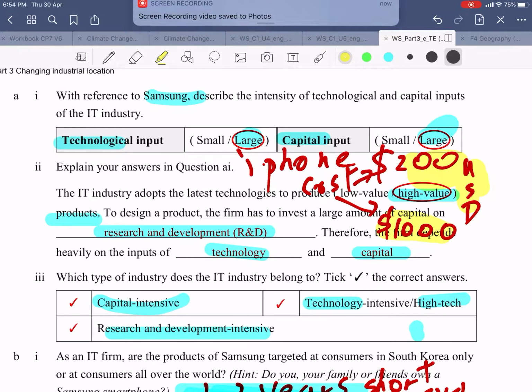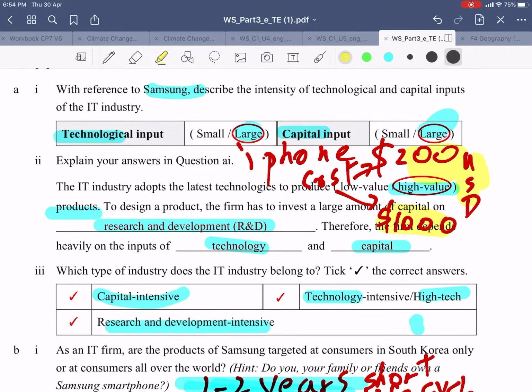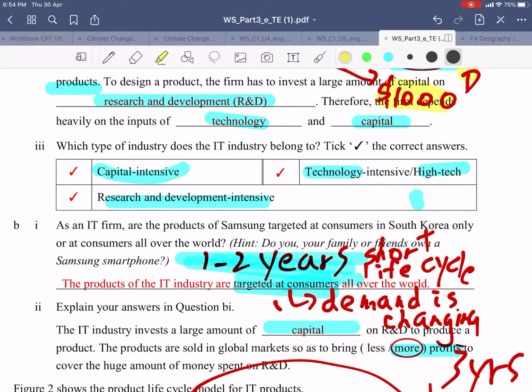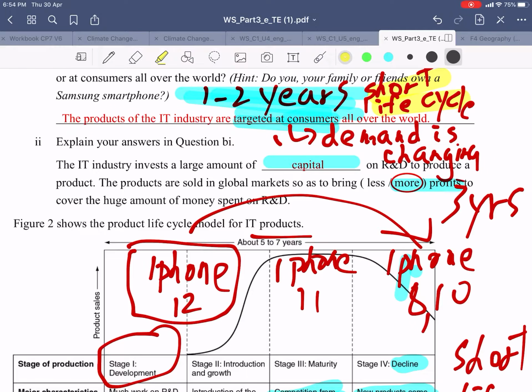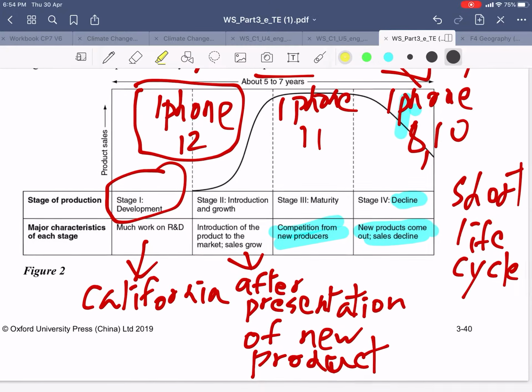And then it is highly research and development intensive, high tech, as I've just said before, and also the life cycle is short. Let's think about it. How about your iPhone? The latest iPhone model may last just 1 or 2 years, just like the 11 Pro. Mr. Learn just bought it several months ago, and right now it's already outdated, and then the SE2 is coming. So the demand is ever changing.